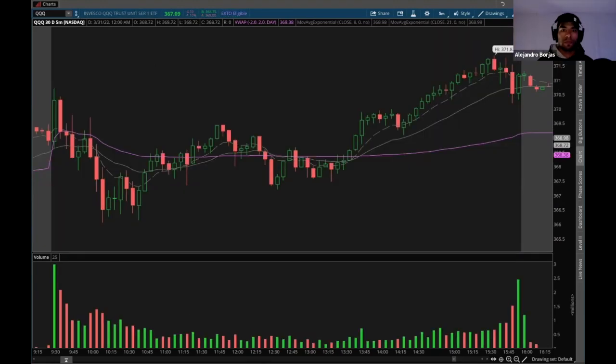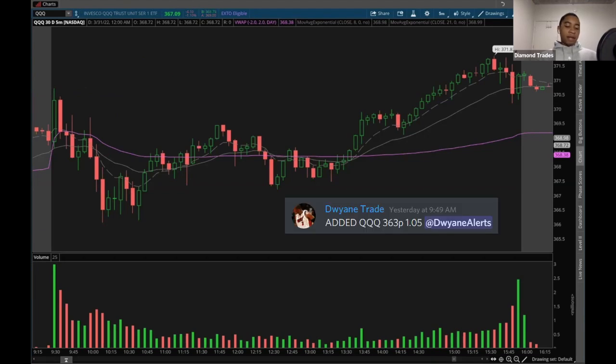Okay, this second setup that I'm going to cover here is a trade that Alejandro took yesterday on QQQ. He added the QQQ 363 puts at 1.05 at 9:49 in the morning, this candle right here. Immediately after receiving the alert, again, I'm going to go ahead and pull up the chart, right?